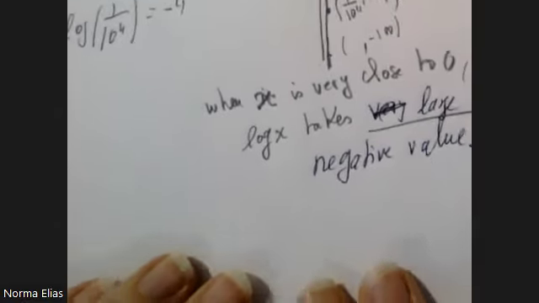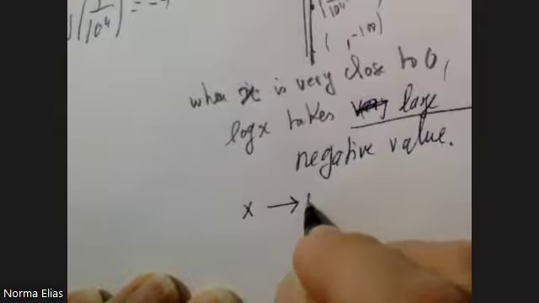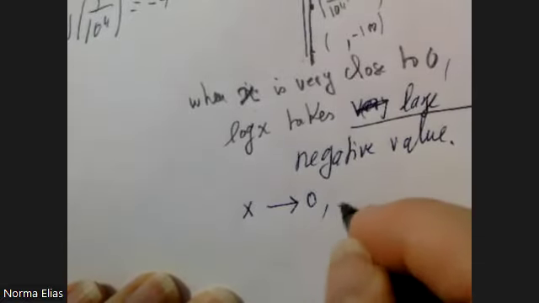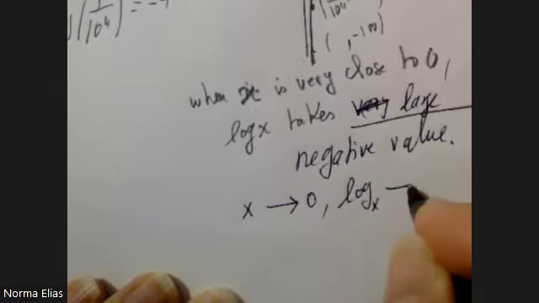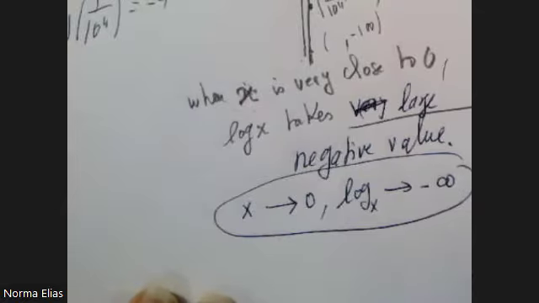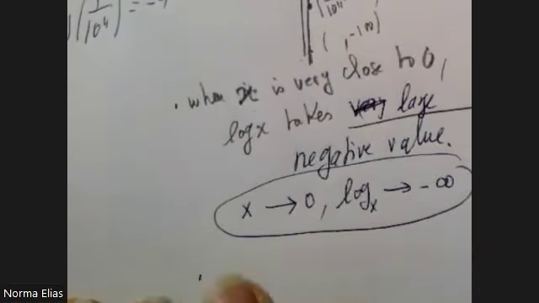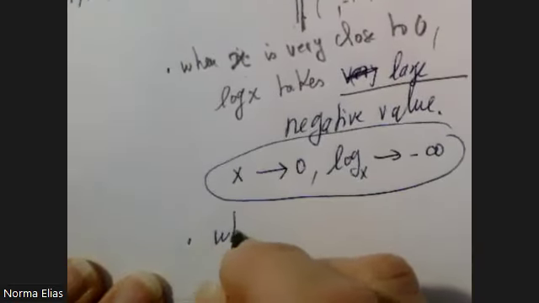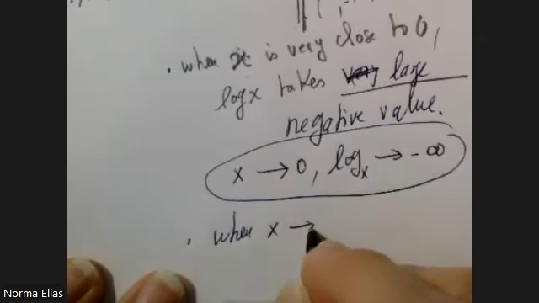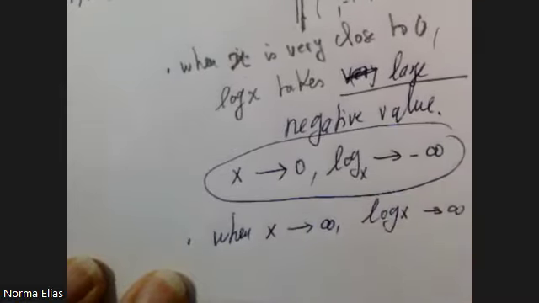That's what it does. So in math, we're going to write the following: when x becomes close to 0, the log of x goes to minus infinity. Very important features of the log. So when x starts taking very small positive values, the log goes to minus infinity. Now, when x takes large positive values, when x goes to infinity, the log also goes to infinity. It means it keeps taking large positive values.